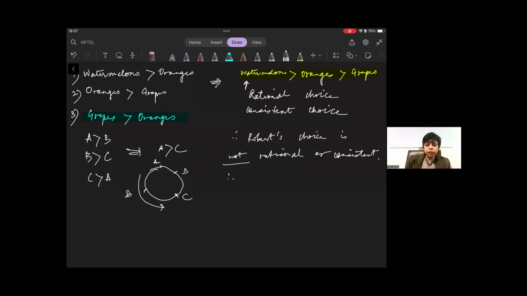And only when you have some rational behavior can you actually say something about, or predict something about, what a person is going to do in a certain situation. Therefore, you cannot predict anything about his behavior. Okay, so this is the basic rationale behind it.